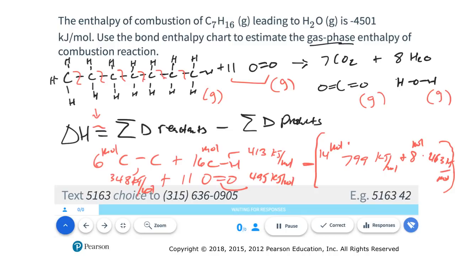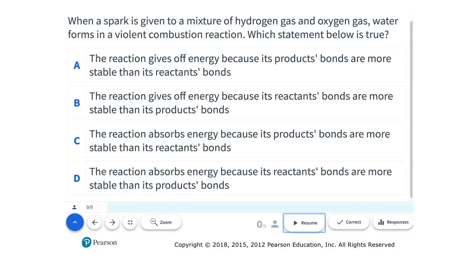And so it helps you maybe predict whether a reaction should be exothermic or endothermic. So then the last question we had from chapter 5 in the notes from last time was: when a spark is given to a mixture of hydrogen and oxygen gas, water forms in a violent and explosive combustion reaction. Which statement is true? So the reaction definitely gives off energy. The reaction is not absorbing energy, it's giving it off to the surroundings. And then it's because the product's bonds are more stable than its reactants' bonds.